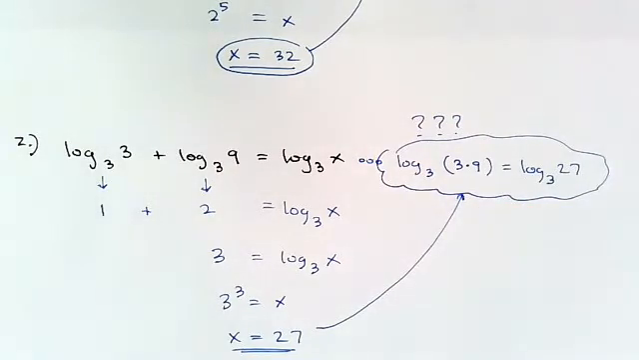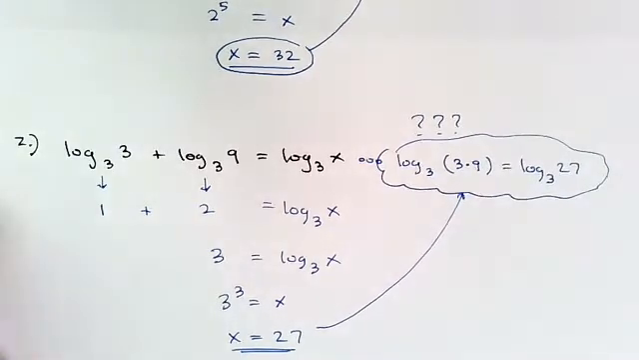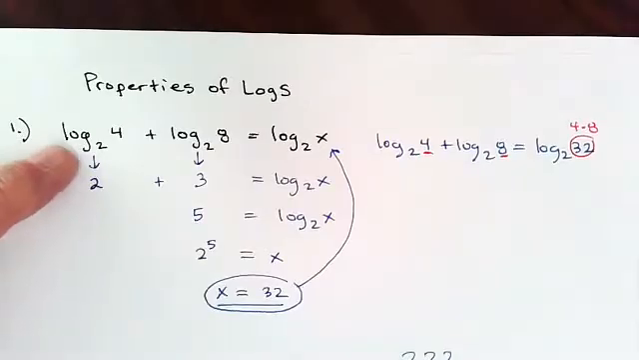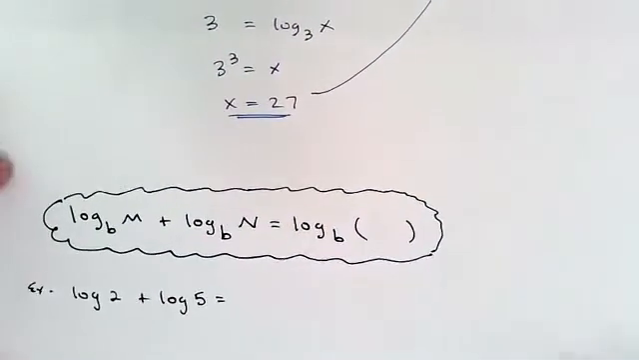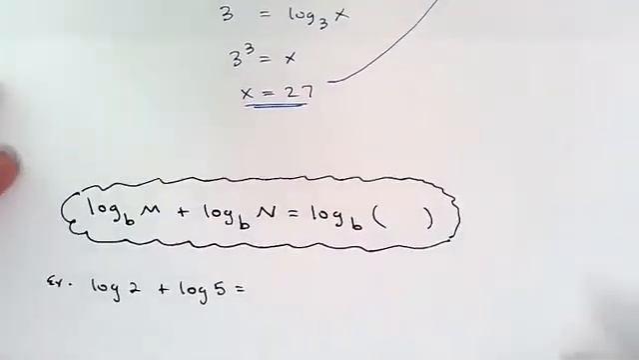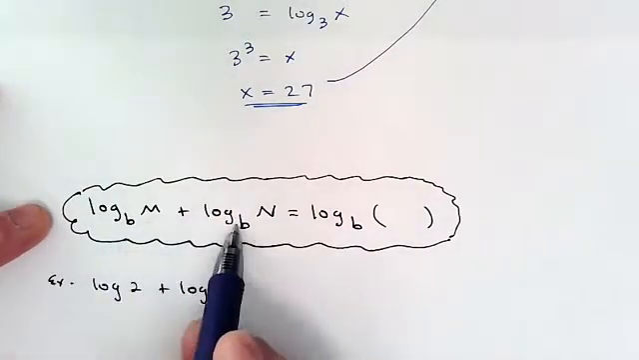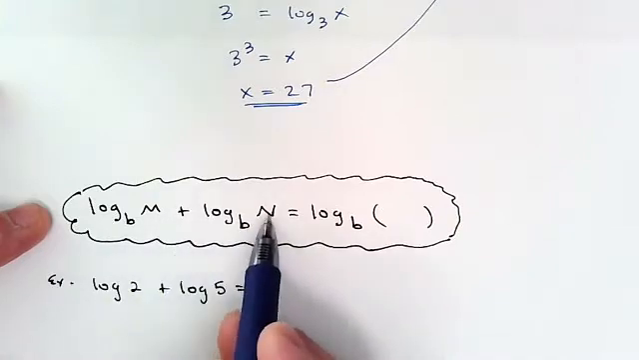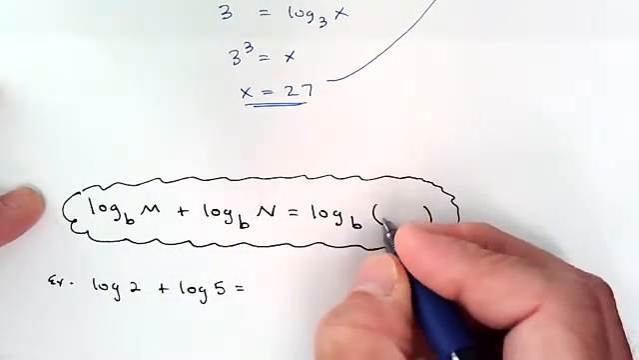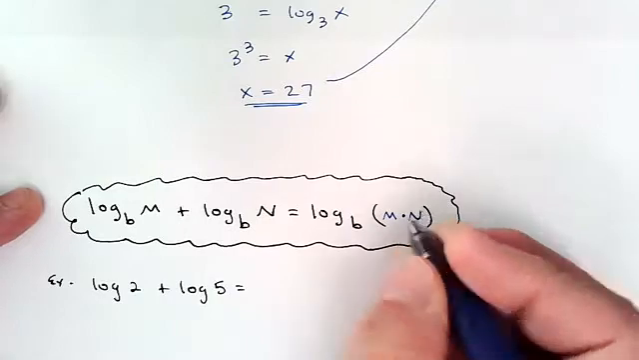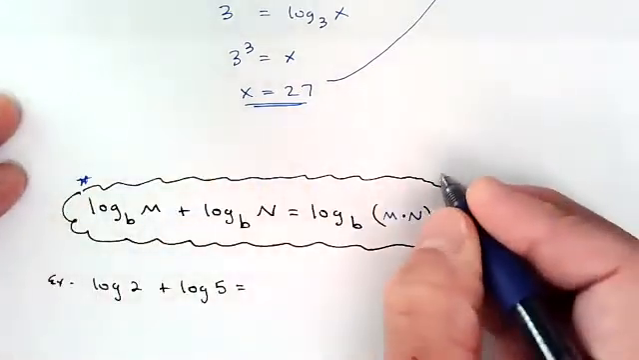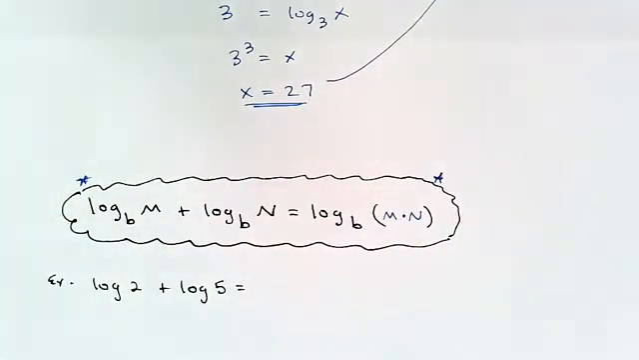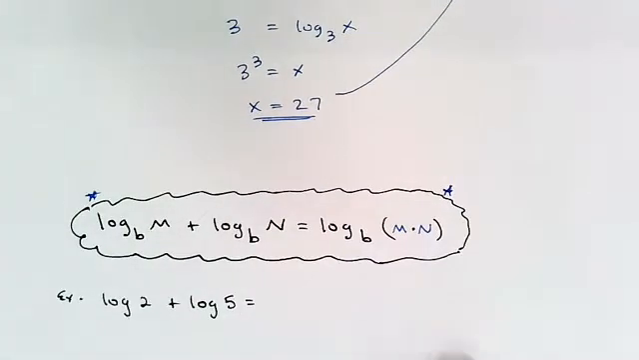Now I know I've really only shown that this works for 2 equations here, although I did do 2 equations that had different bases, right? So the base doesn't seem to matter. But it is true now, if you take the sum of 2 logs, as long as they have the same base, the log base b of m plus the log base b of n will be the log base b of m times n. This is the first of 3 big properties about logs that you want to be familiar with.